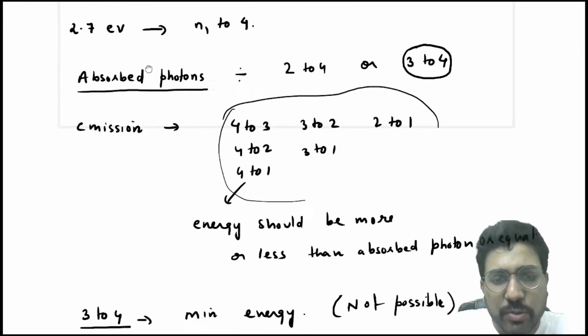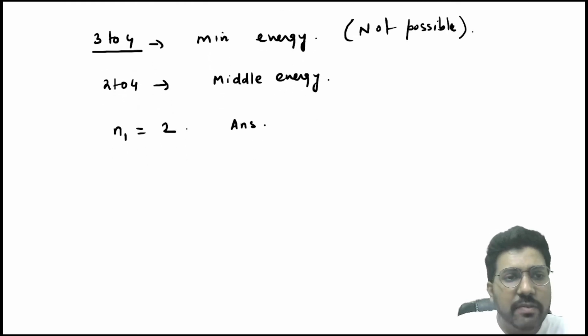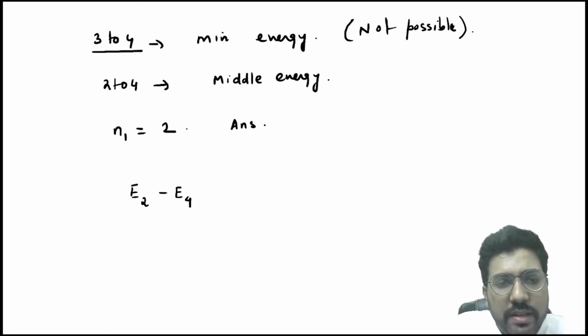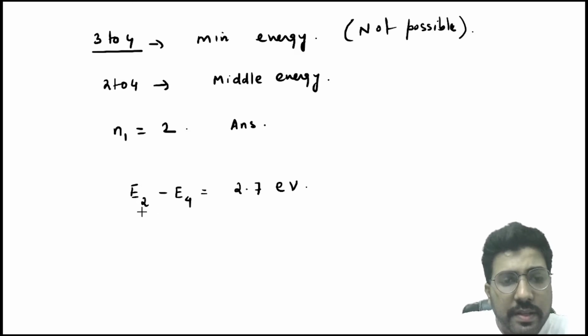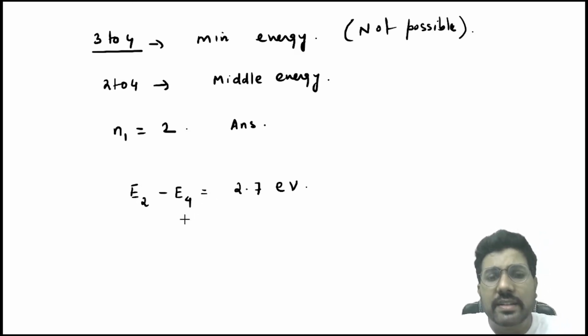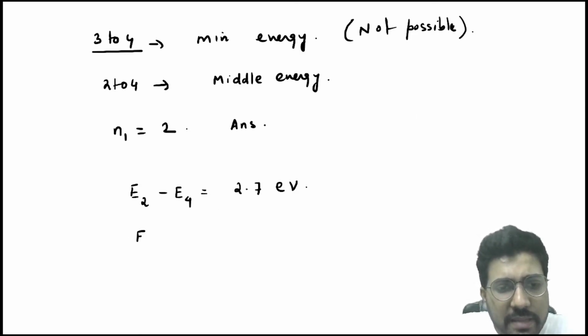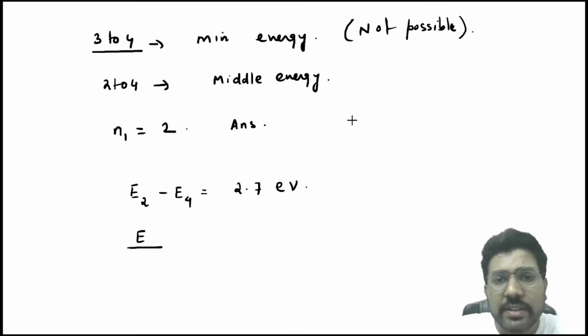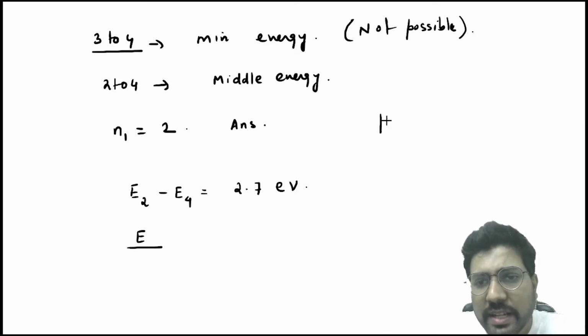Now what I will do is, listen carefully, I will say that it is given to us that E2 minus E4 is equal to 2.7. So let the ground state energy be E. Okay, let the ground state energy be E. So from this I will write E by, I'm just writing the magnitude. Let the magnitude of ground state energy be E.